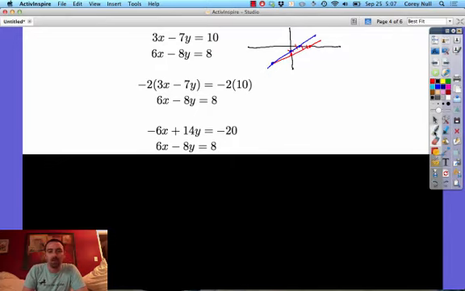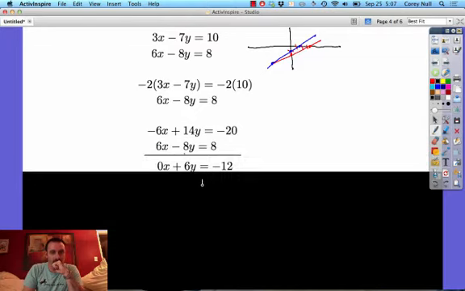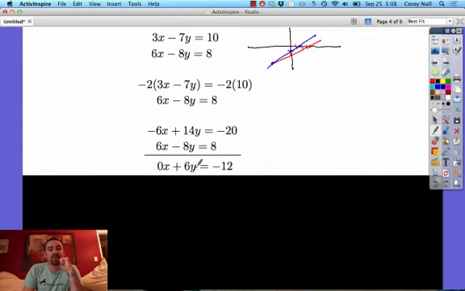Now I'm going to add these two together. I've identified a variable and multiplied one equation by a number, so look what happens. If I add the x's together, I get 0 x's, and if I add the y's together, I get 6y, and on the right, I get negative 12. This is plain old addition: I add the x's, the y's, and the equals sides together.